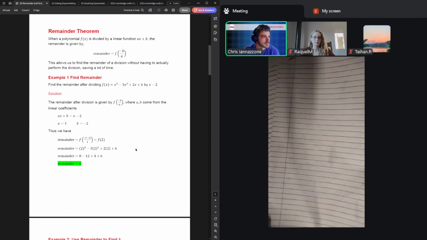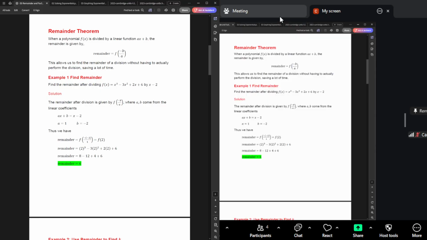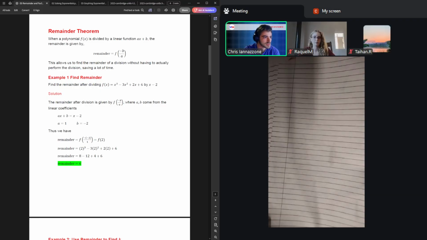Okay, so polynomials, remainder theorem and factor theorem. What are we doing here? Well, it is simply an equation that can help us find the remainder after division by some linear. So we start with some polynomial, in this case a cubic. Dividing it by a linear is going to create some remainder. That remainder might be 0, but it is still a remainder.